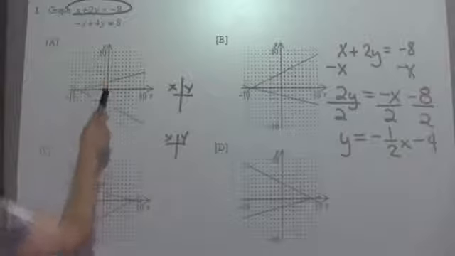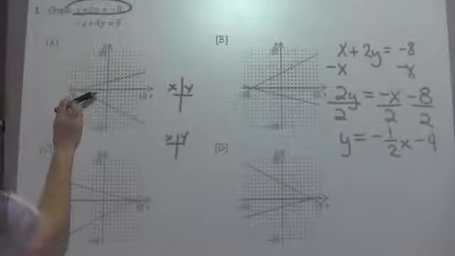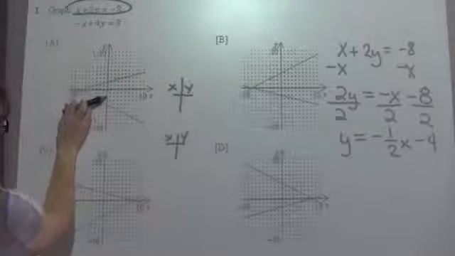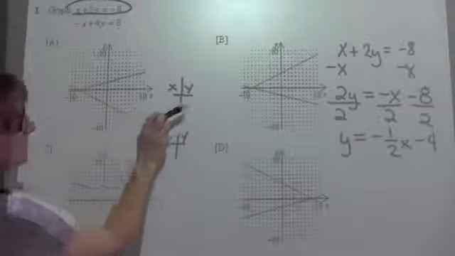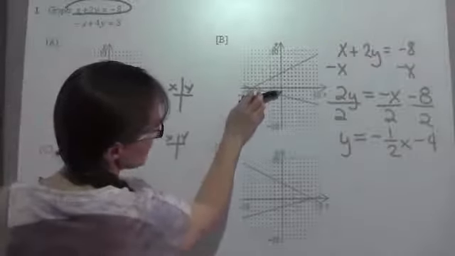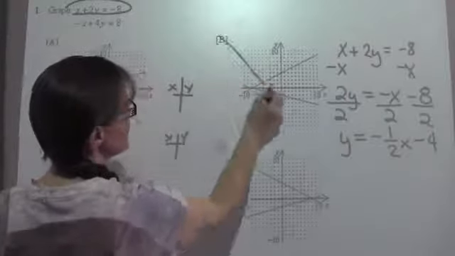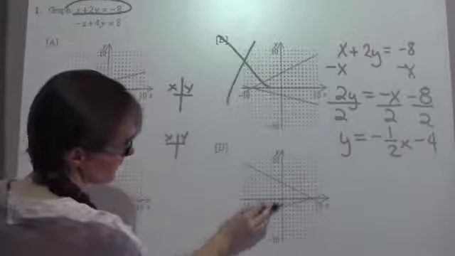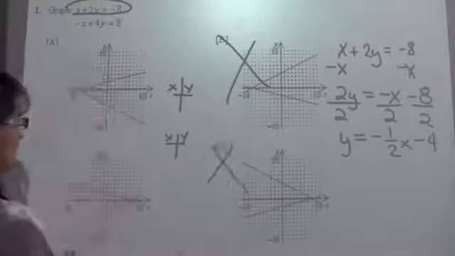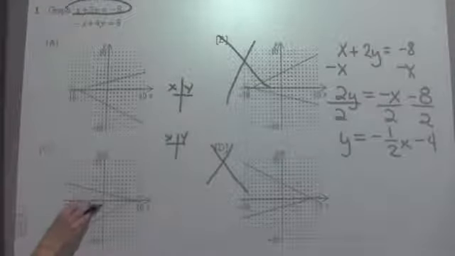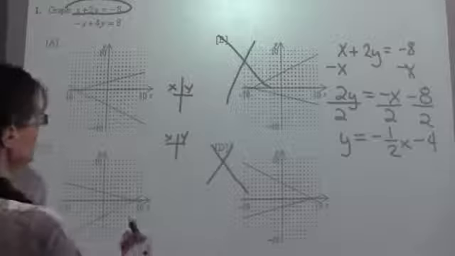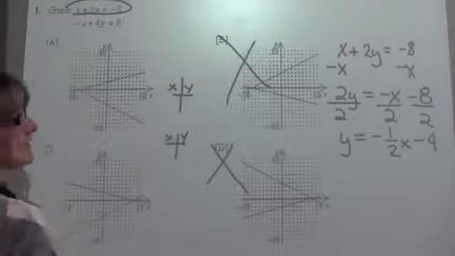So if I look at this one, I notice that it hits the y-axis at 1, 2, 3, 4. This one works. This one hits the y-axis at 2. This one does not work. This one hits the y-axis at 2. This one does not work. This one hits the y-axis at 4. This one actually works. So I have 2 that are a possibility.